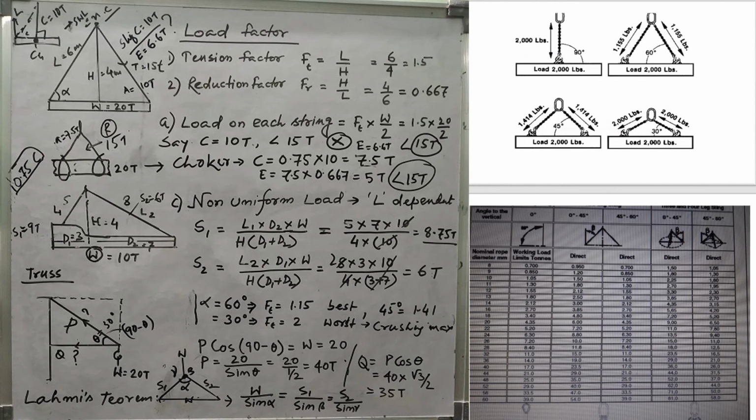Besides this, we can use Lami's theorem also. When the angles are known, from this diagram it is W by sine alpha equal to S1 by sine beta equal to S2 by sine gamma.